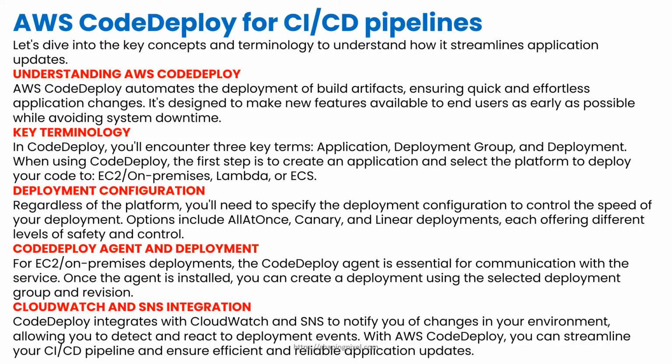For EC2 and on-premises deployments, the CodeDeploy agent is essential for communication with the service. Once the agent is installed, you can create a deployment using the selected deployment group and revision. CodeDeploy integrates with CloudWatch and SNS to notify you of changes in your environment, allowing you to detect and react to deployment events. With AWS CodeDeploy, you can streamline your CI/CD pipeline and ensure efficient and reliable application updates.